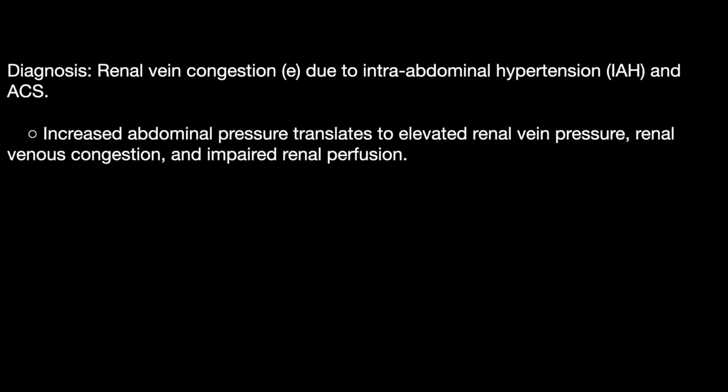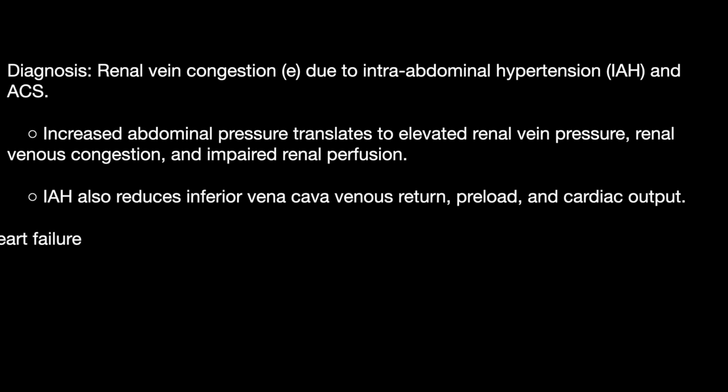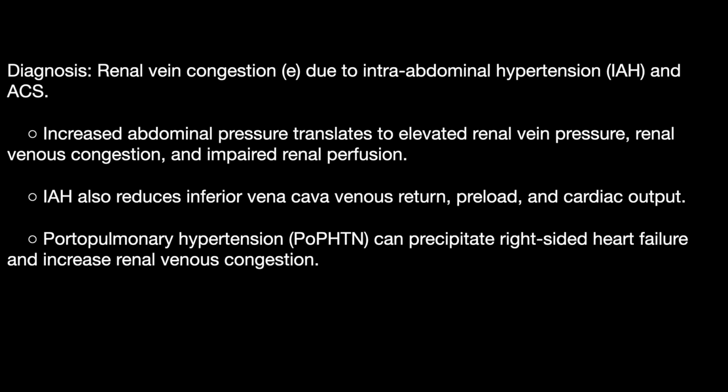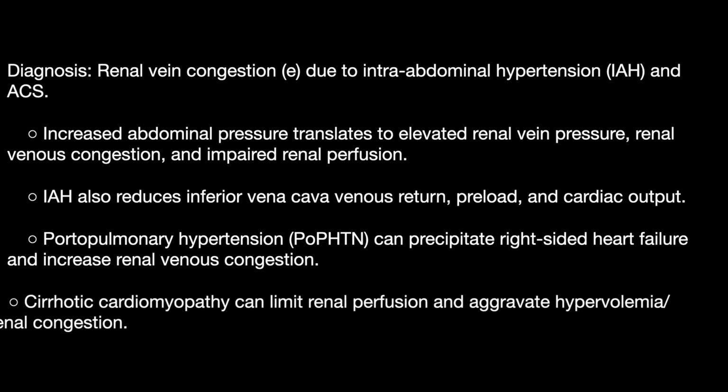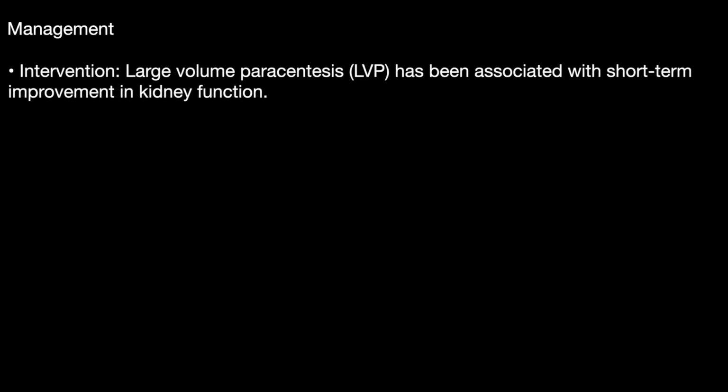Increased abdominal pressure translates into venous congestion. Intra-abdominal hypertension will cause problems resulting in portopulmonary hypertension and venous congestion. Cirrhotic cardiomyopathy can limit the renal perfusion and aggravate this condition. So, when you have a case like this, how do you manage it?